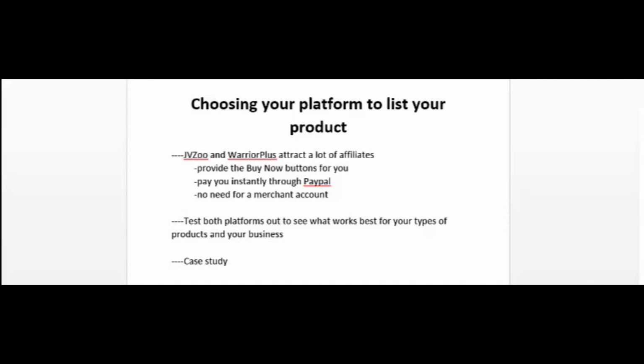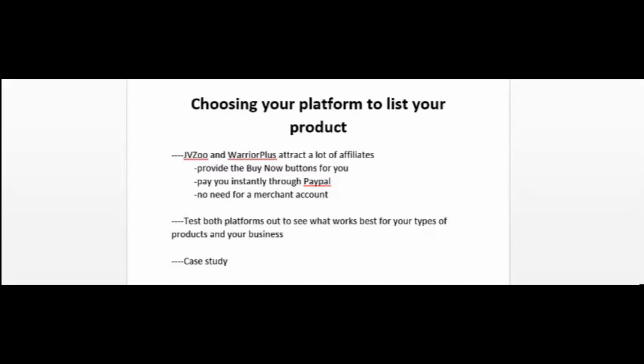Now that you've created your products and set up your funnel, you're all ready to go and start selling. But one thing I recommend you do is to list your products on a platform or a network that will handle paying out the affiliate commissions for you and that will help you in getting affiliates. And the top platforms or networks out there are JVZoo, Warrior Plus, and ClickBank.